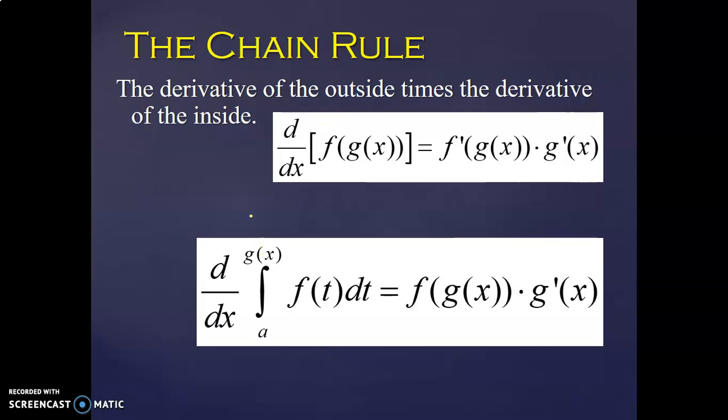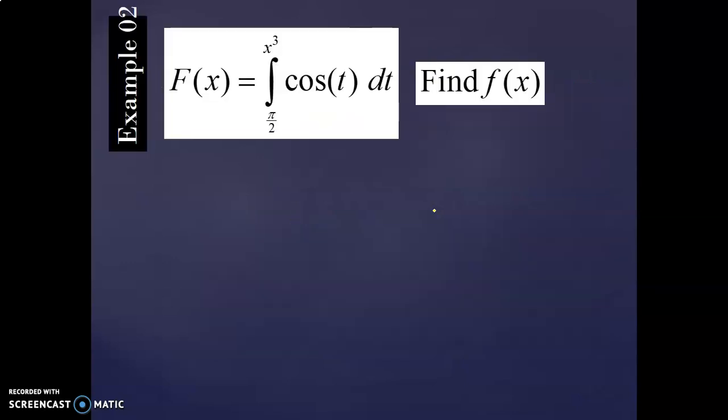So if you don't just have x, but you have a function of x on the top, you plug that whole function in just like you would before. So f of that whole function, and then you multiply by the derivative of that function. It's really just a different version of the chain rule. So let's look at a couple of examples.